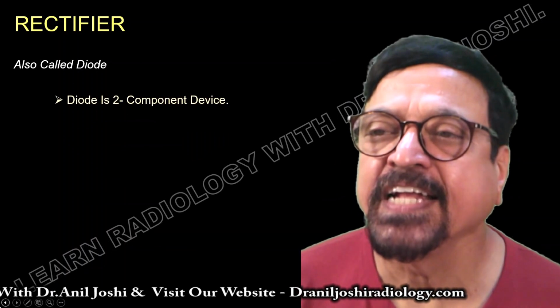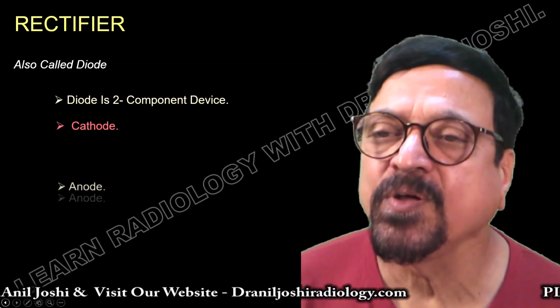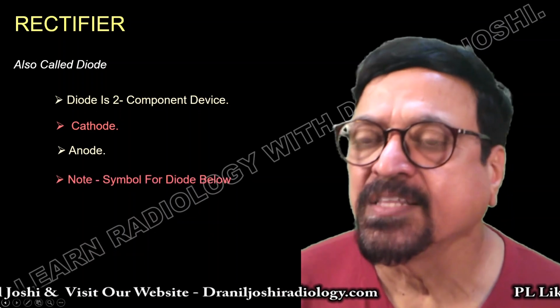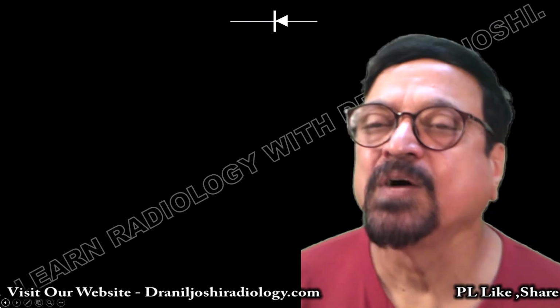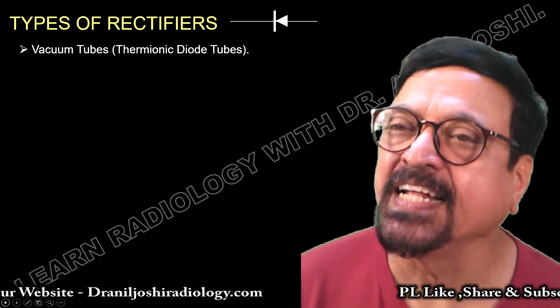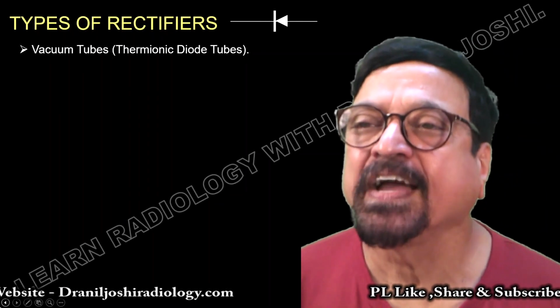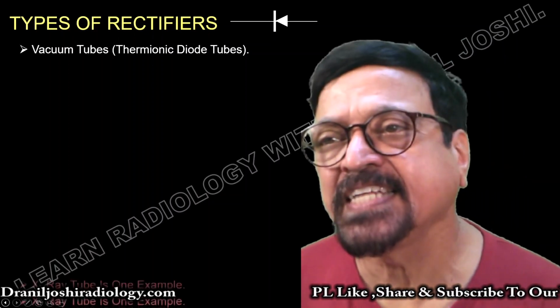Now a diode is a two component device: cathode and anode. Note the symbols for the diode below. This is the diode. Why? It is allowing current to flow in one direction only. It is one way. Now vacuum tubes, thermionic diode tubes, can also work as rectifiers.